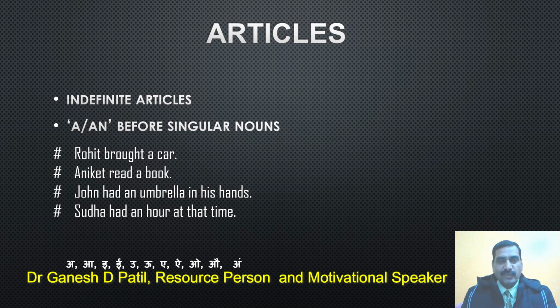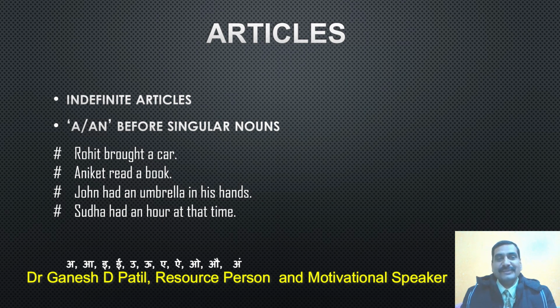Articles are one of the types of determiners. There are two types of articles: indefinite articles and definite articles. Let's talk first about indefinite articles. A and an are called indefinite articles. A and an are generally used before singular common nouns. A and an denote that the noun that follows is singular.